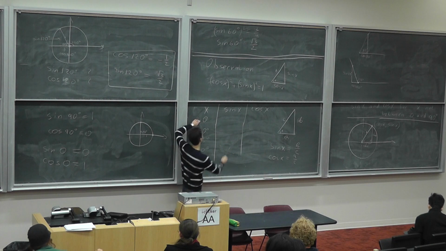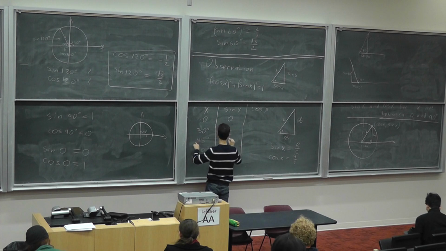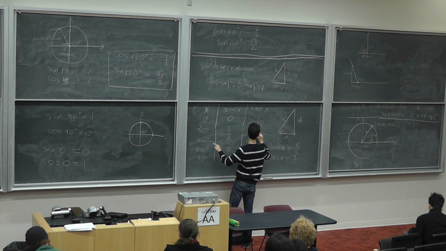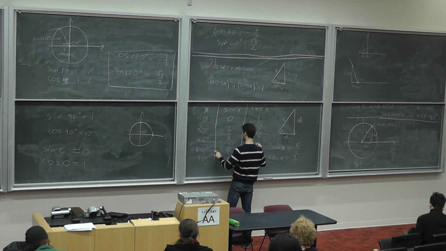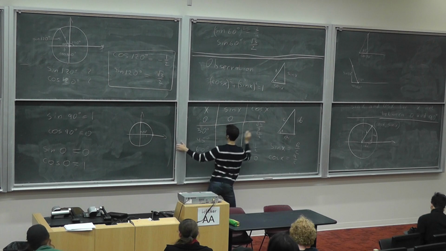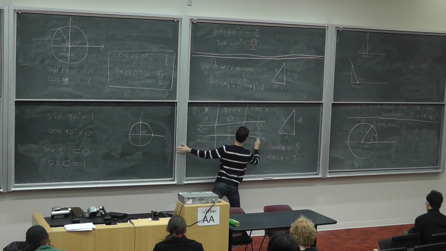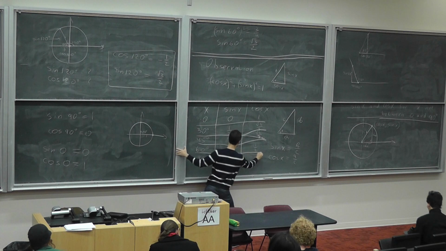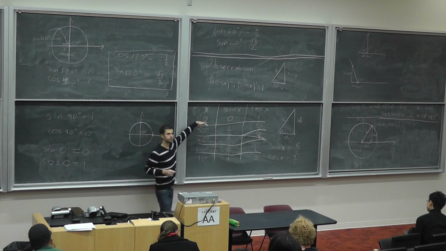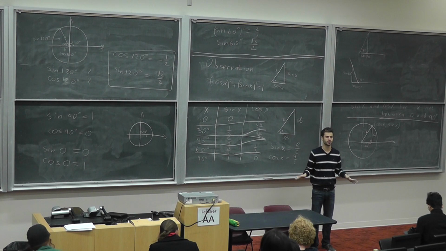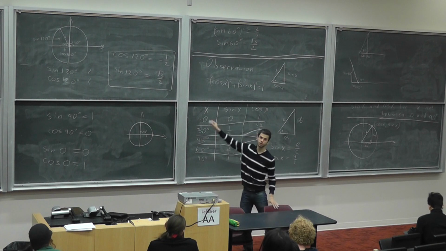Let me fill this table for you. 0, 1/2, square root of 2 over 2, square root of 3 over 2, 1, 1, square root of 3 over 2, square root of 2 over 2, 1/2, 0. So you should know these values. You should just know these values basically by heart, or be able to derive them very, very fast using these pictures.